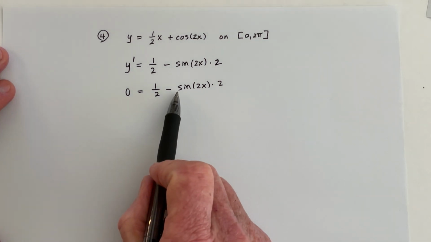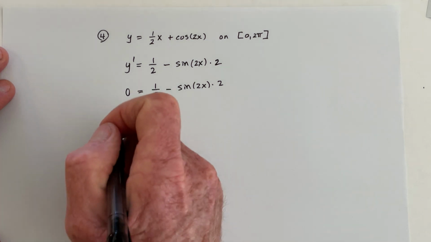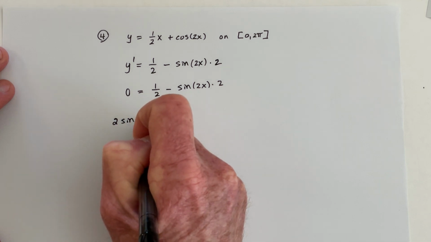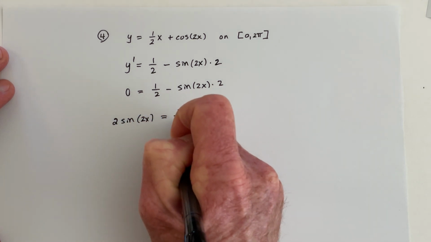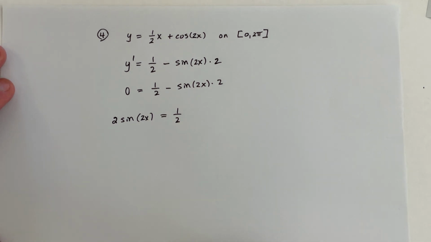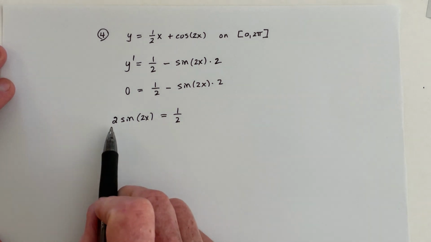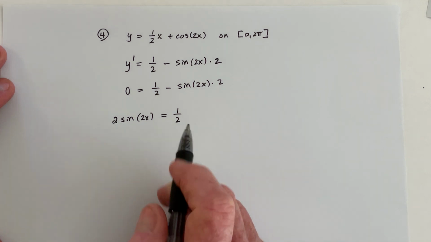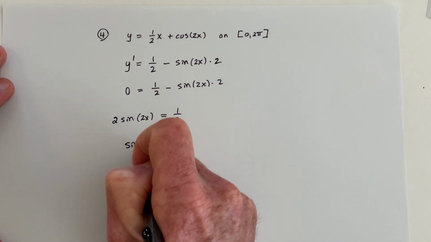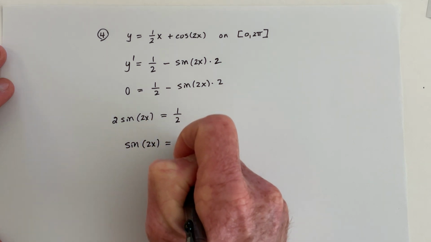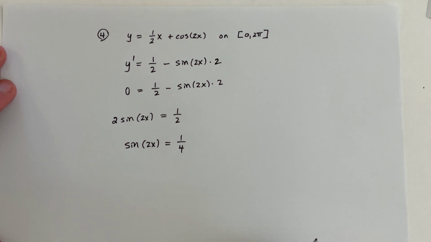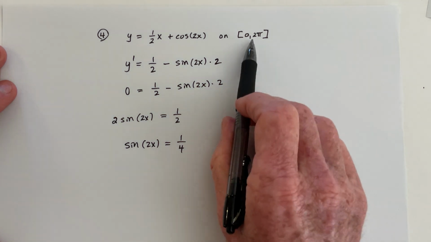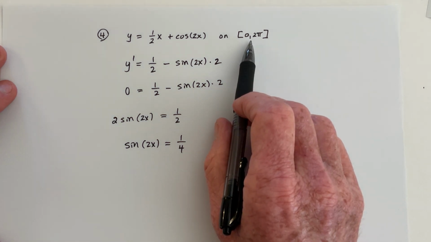So I could take this negative sine function and move it to this side. That means it's going to become positive 2 sine of 2x equals 1/2. And then I could eliminate this 2 by dividing both sides by 2. So that means this is going to become 1/4. So when does sine of 2x equal 1/4? Now this actually has an infinite number of solutions. I need to find out how many solutions there are between 0 and 2 pi.